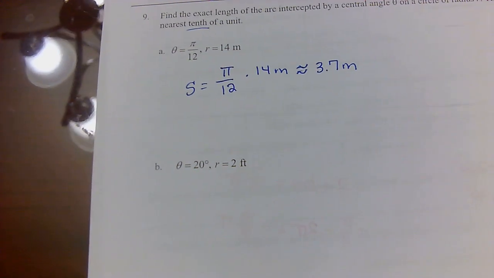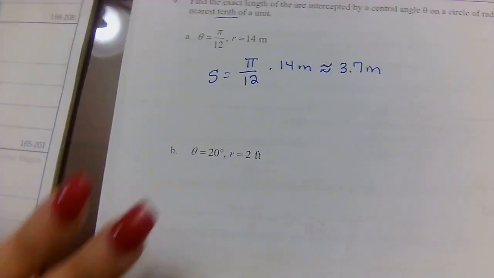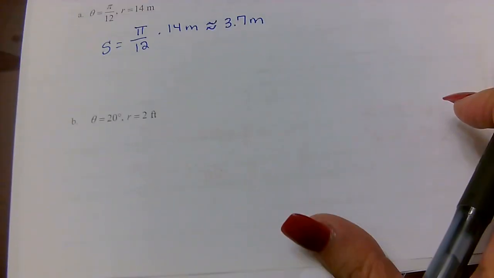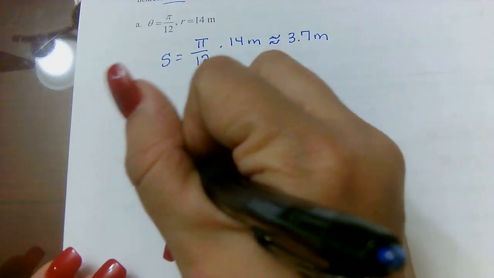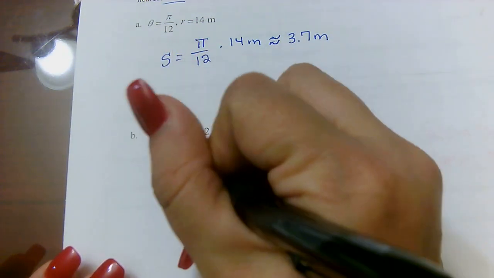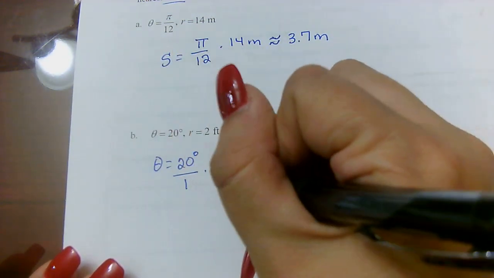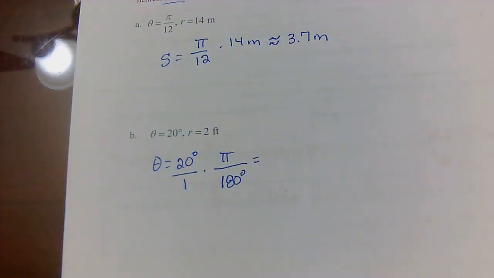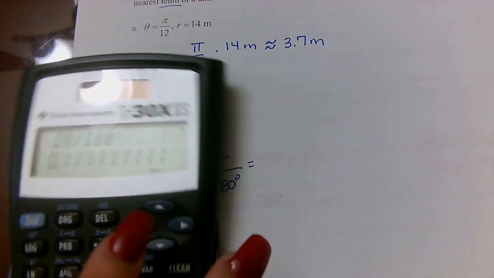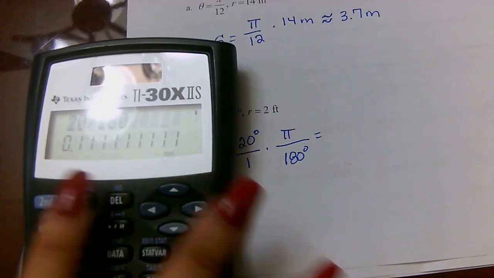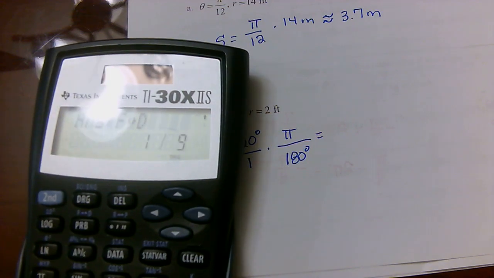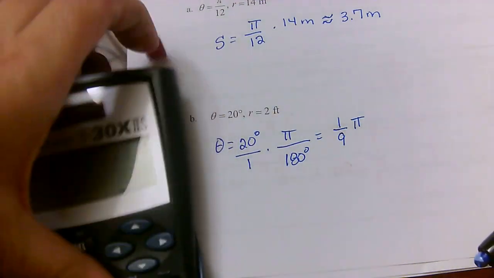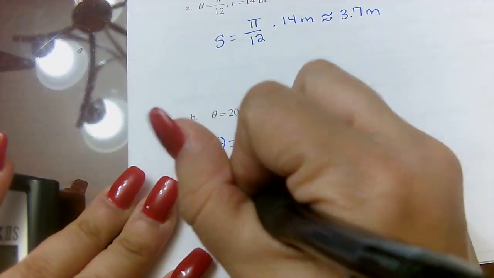Okay, let me move some of this stuff over here. There we go. On this one, the first thing I'm going to do is change my theta. So I'm going to say theta is equal to 20 degrees, and I'm going to change it to radians. So I'm going to do 20 times pi over 180 degrees. I put that in my calculator, 20 divided by 180, and then I'm going to convert that into a fraction, which is 1/9 of a pi.